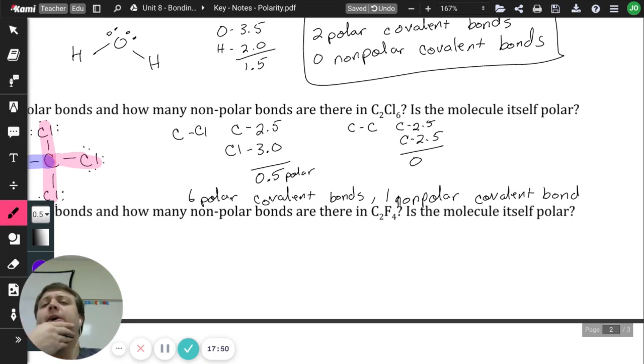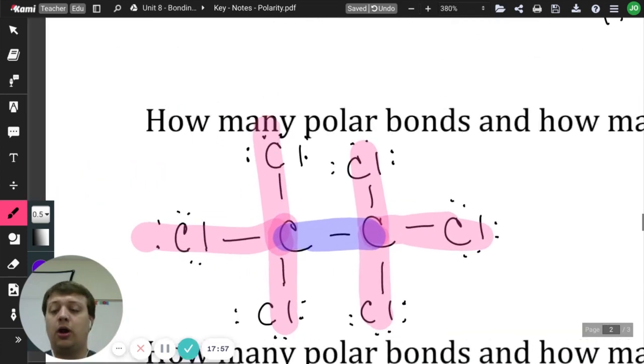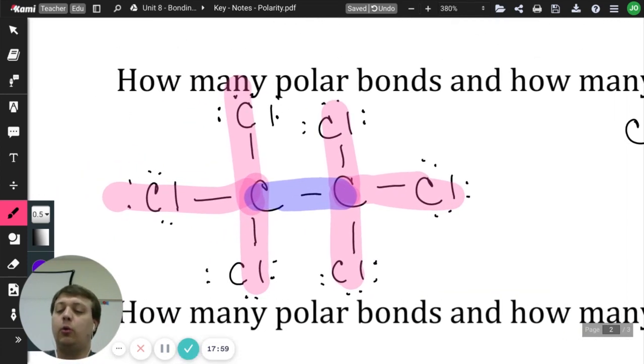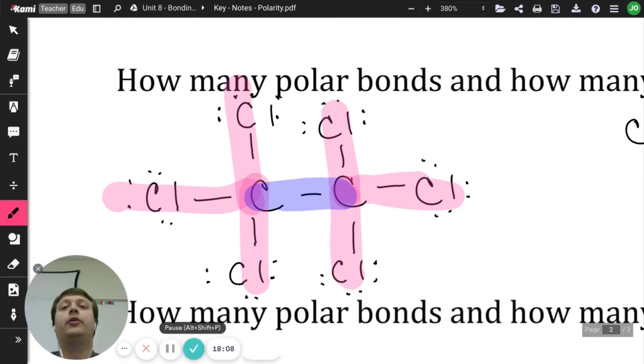All right, now I need to figure out if the molecule itself is polar. So how do I do that? Essentially, we're going to go back and label all of our polar bonds. We know that the carbon to chlorine bond is a polar bond. What that tells me is that electrons are going to move towards the atom with the highest electronegativity. So here, my electrons are going to move towards chlorine, right? Because chlorine has an electronegativity of 3 versus carbon's electronegativity of 2.5.